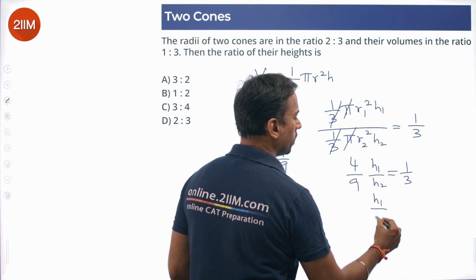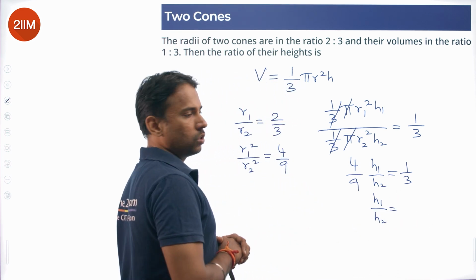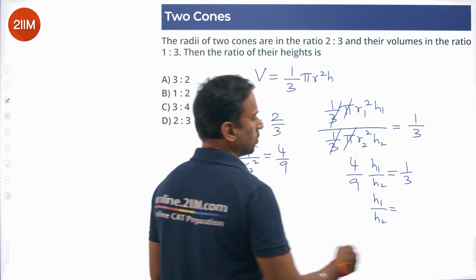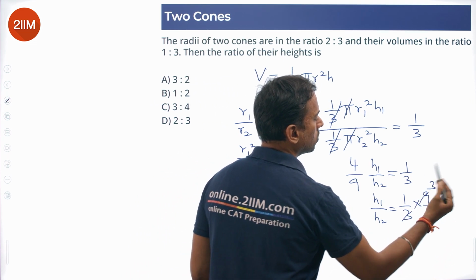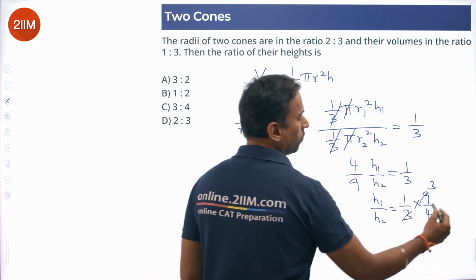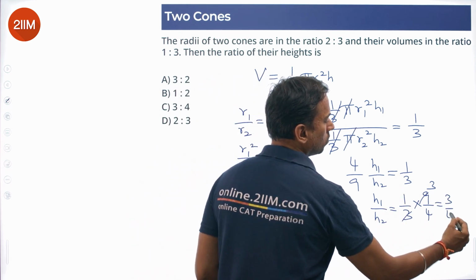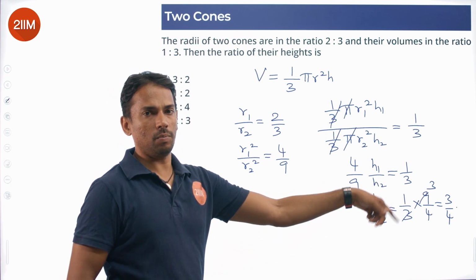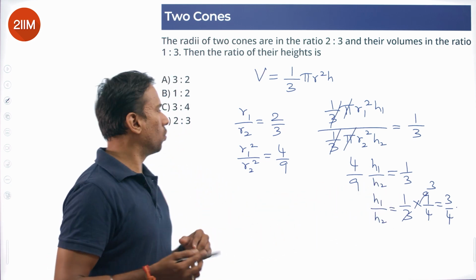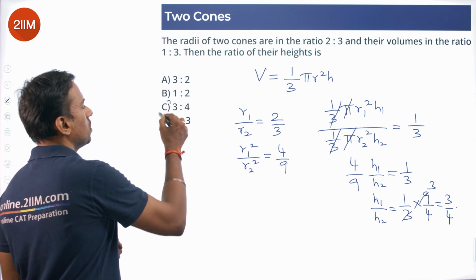So h1/h2 is equal to, we can cut some common terms. So what happens? 1/3 into 9/4. We can cut this, it is 3. So we are ending up with 3/4. So that means the ratio of h1/h2 should be equal to 3/4. The ratio is 3:4. So 3:4, option C is there.